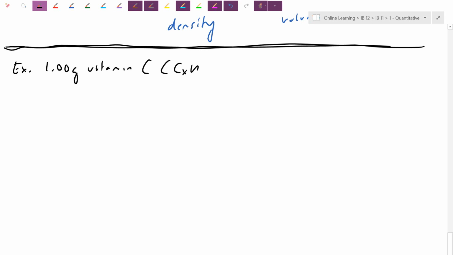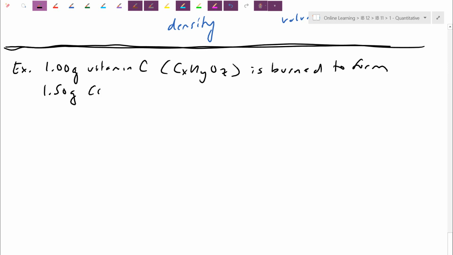Vitamin C has a compound CxHyOz. 1 gram of this vitamin C, they actually matched up with the real vitamin C, so the numbers are actually correct here. They burn it again, burn to form 1.50 grams of CO2 and 0.408 grams of H2O.